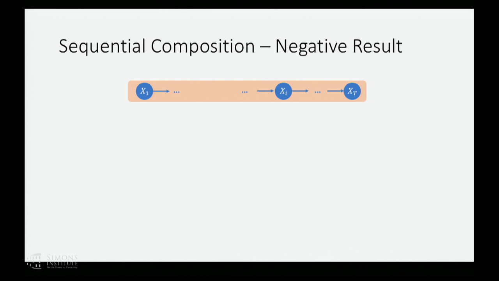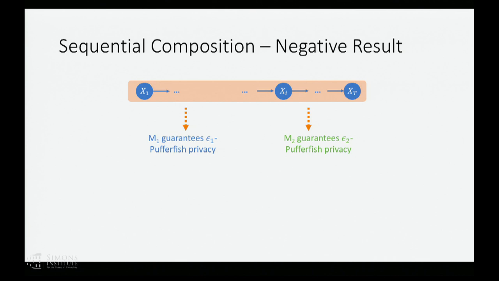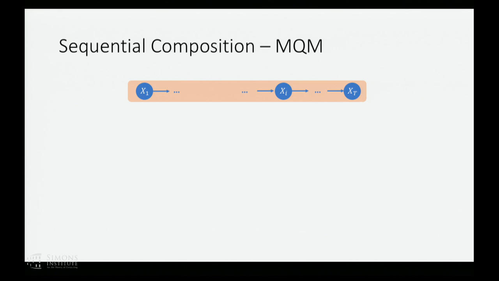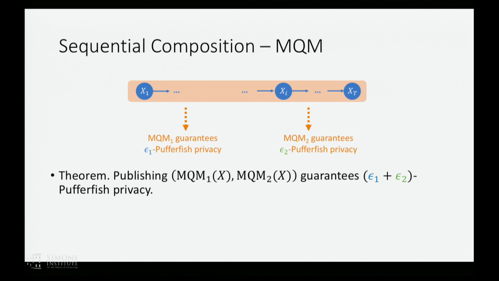And then let's look at sequential composition. Here again, the correlation can cause us trouble. Once we publish some statistic on the Markov chain, this published result may give us much more information on the chain than in the case when data are independent of each other. In fact, we can show a negative result: if we run two algorithms M1 and M2, not the Markov quilt mechanism but more general algorithms that satisfy pufferfish privacy, and they guarantee epsilon 1 and epsilon 2 pufferfish privacy, then the whole process may not guarantee epsilon 1 plus epsilon 2 pufferfish privacy. However, we show that if the two releases are done using MQM, then the whole process can always guarantee epsilon 1 plus epsilon 2 pufferfish privacy, which also matches the result for differential privacy.